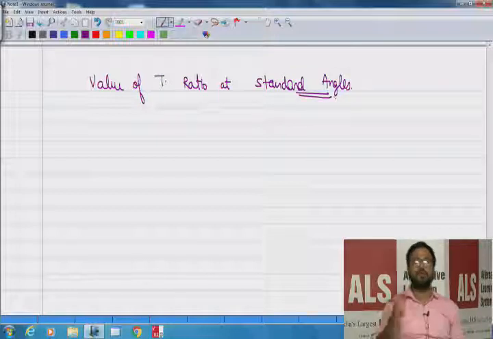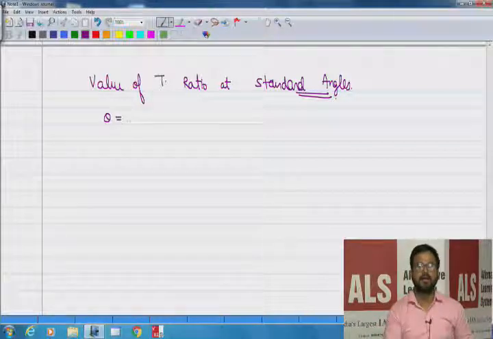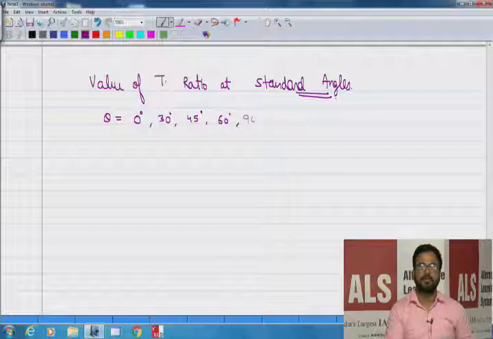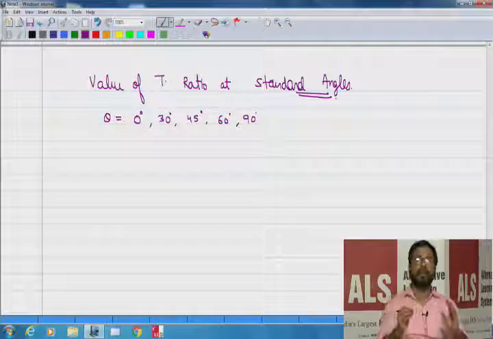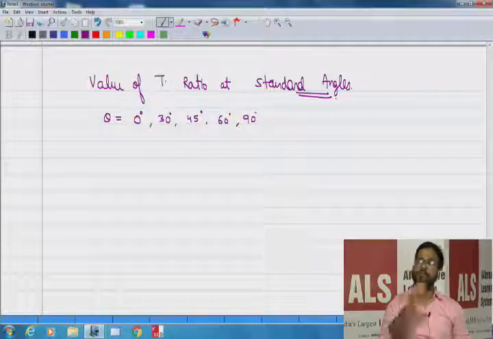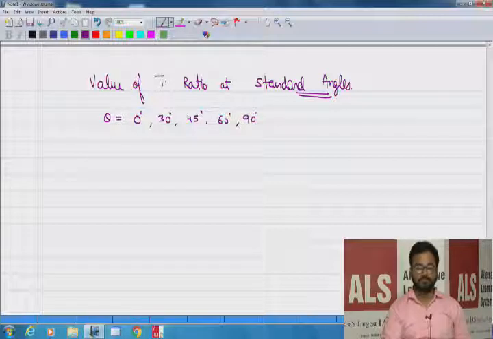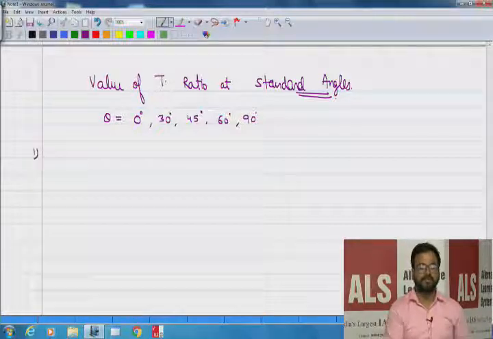And what do you mean by standard angles over here? In the standard angle we will consider 0 degree, 30 degree, 45 degree, 60 degree and 90 degree. These are the standard angles. We will find the value of all 6 trigonometric ratios at these angles. Now let us do the first part at 45 degree.